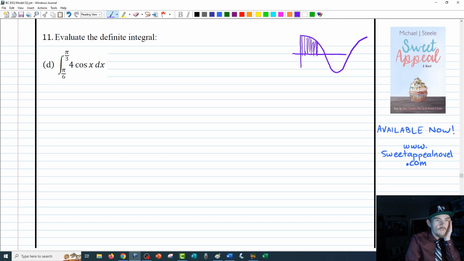And although it might seem daunting, considering this isn't a familiar geometric shape, it's super easy. We know the fundamental theorem. So 4 cosine of x is the derivative of 4 sine of x. So that makes 4 sine of x its antiderivative. We're going to evaluate this from pi over 6 to pi over 3. This will be 4 sine of pi over 3 minus 4 sine of pi over 6.